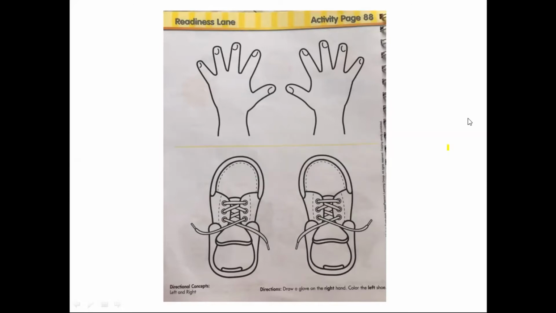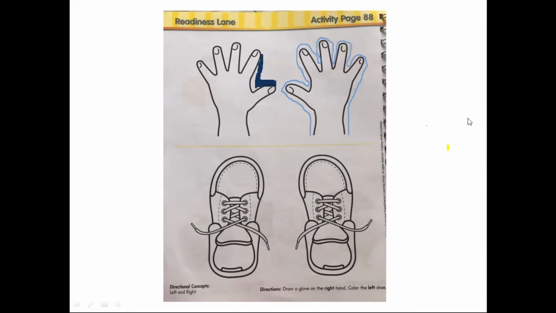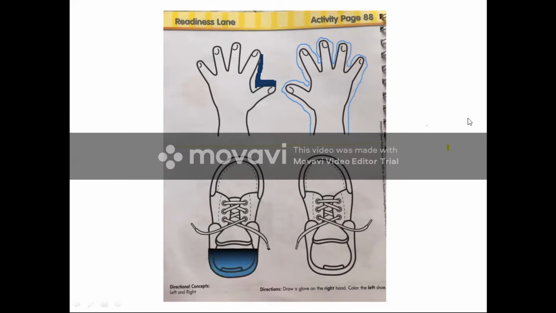Letter L. Why letter L? L, left. L, L, left. Like that. Now, I want you to draw L on the right hand. Yes, like that. Excellent. Can you color also in the second part of the page? Color the left shoe. Left shoe, yes, excellent, like that.